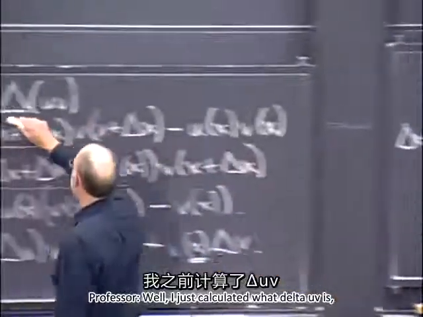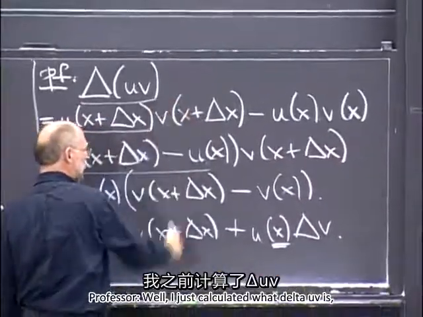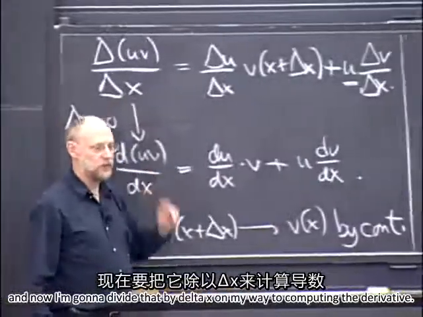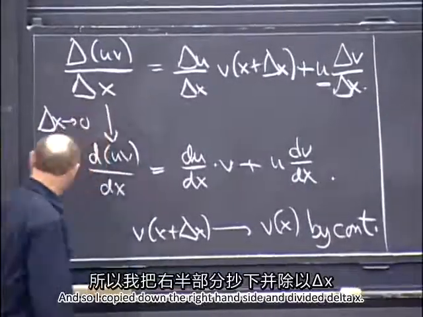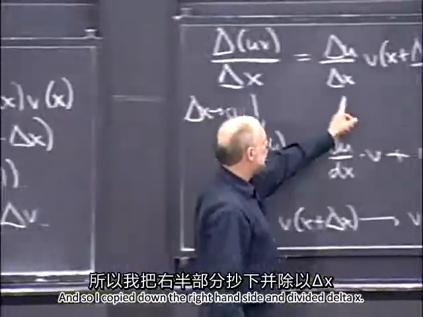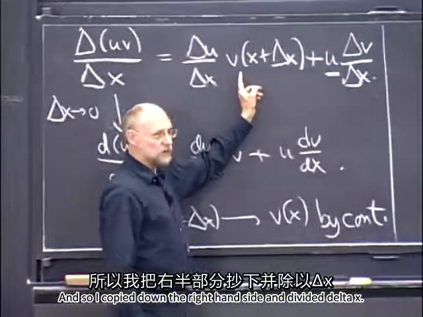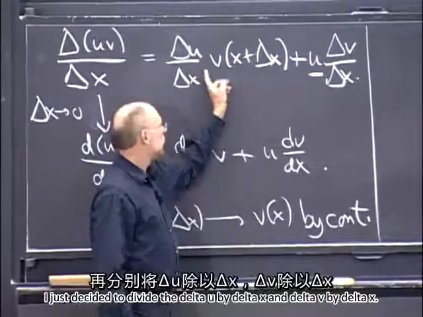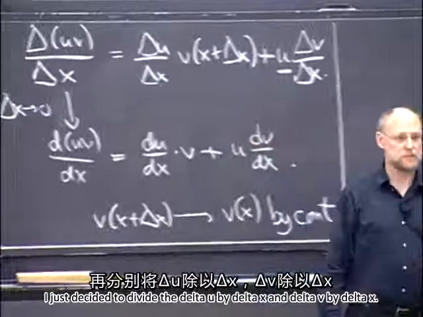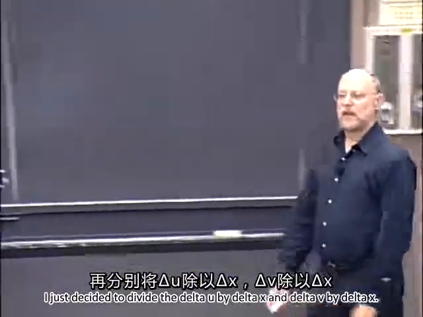Well, I just calculated what delta uv is, and now I'm going to divide that by delta x on my way to computing the derivative. And so I copied down the right-hand side and divided by delta x. I just decided to divide the delta u by delta x and the delta v by delta x. Good. Anything else?